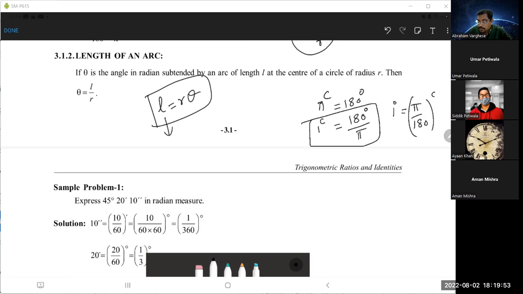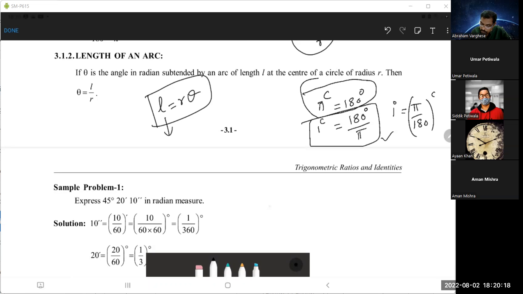1 degree will be equal to pi by 180. So if you want to convert degree to radian, you have to multiply by pi by 180. If you want to convert radian to degree, you have to write 180 divided by pi. So no need to memorize separately, just memorize this only. Pi radian will be equal to 180.